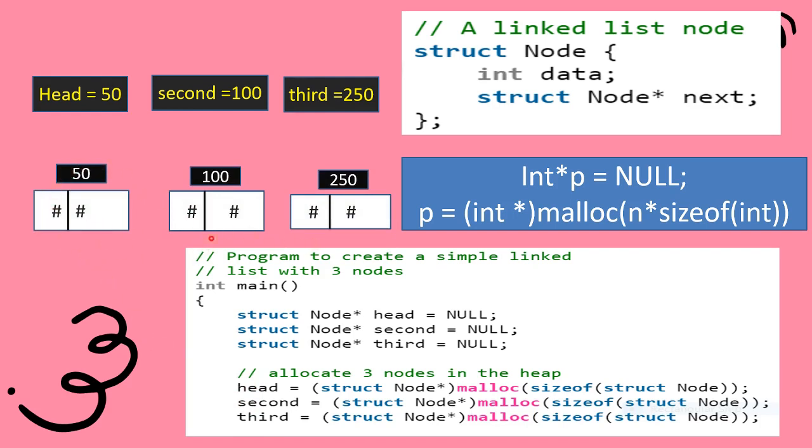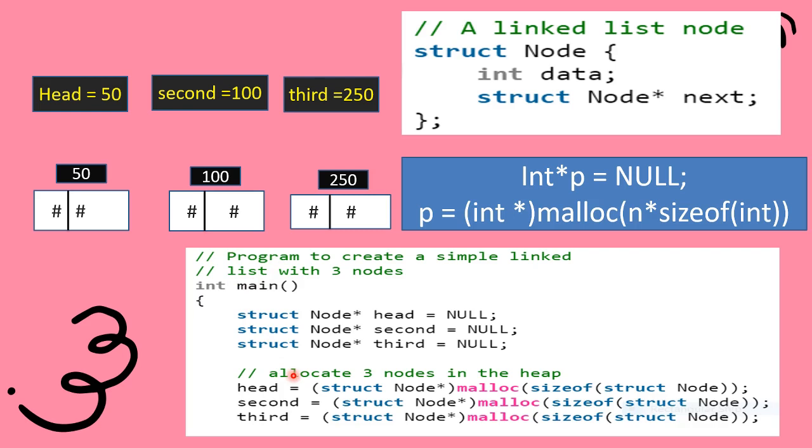That means the memory has been allocated separately for these 3 nodes, and now head will be pointing to this, second will be pointing to this, and third will be pointing to this. That means head will store the address of this node, which is 50, second will store the address of the second node, which is 100, and the third pointer will store the address of the third node, which is 250. So we got the nodes by using this code. Just understand the code, and try to write it on your own.